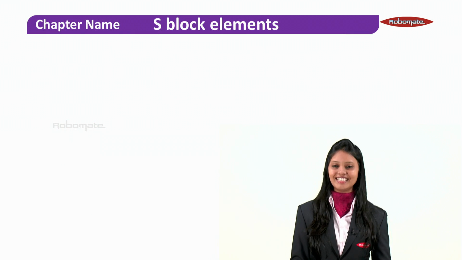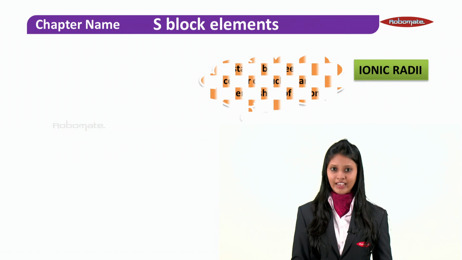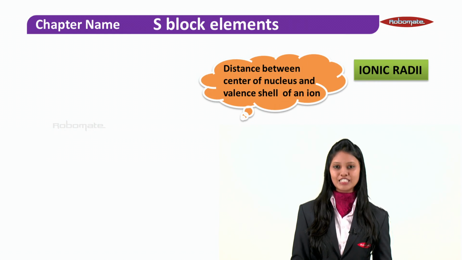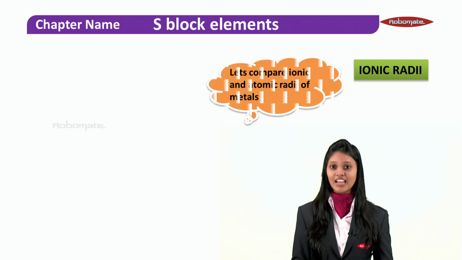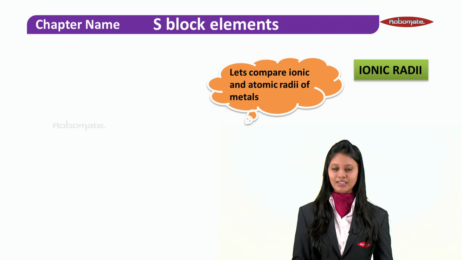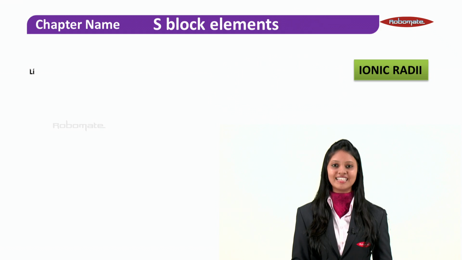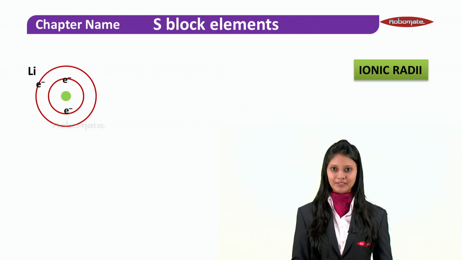Let's discuss the next trend, and that is ionic radii. What is ionic radii? Ionic radii is the distance between the center of the nucleus and the valence shell of an ion. So let's consider atomic radii and ionic radii for any particular metal. The first element is lithium, and here is the atomic radii for lithium.